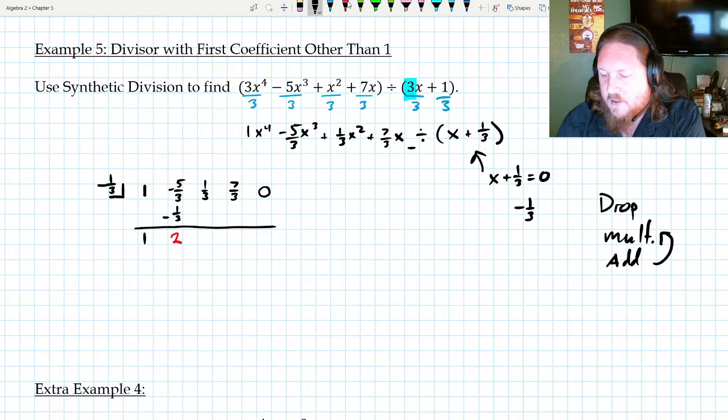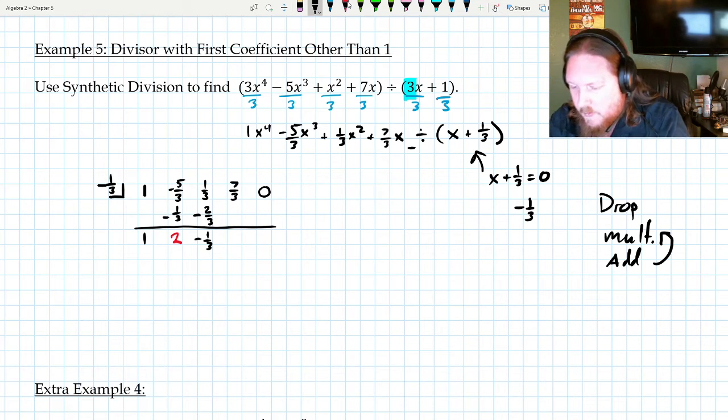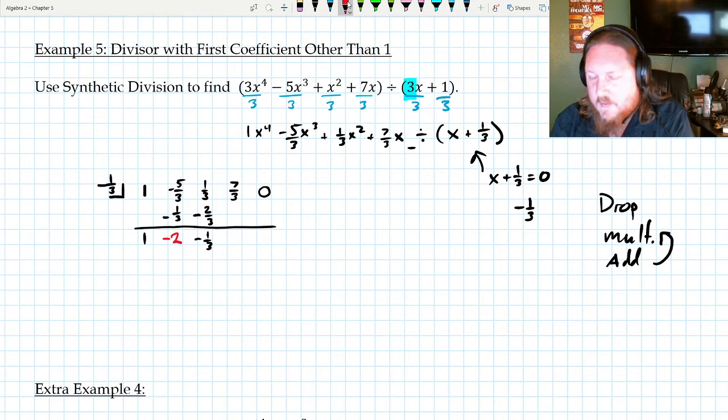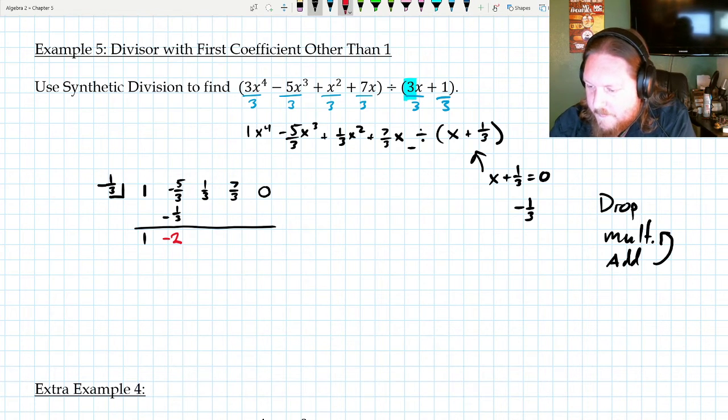Now negative 1/3 times 2 is negative 2 thirds. Negative 2 thirds plus 1/3 is negative 1/3. And then I got negative 1/3 times negative 1/3 is positive. Oh, wait a second. Hold on. This was supposed to be a negative down here because I'm adding two negatives together. A negative times a negative is positive. There we go. Almost made a mistake there.